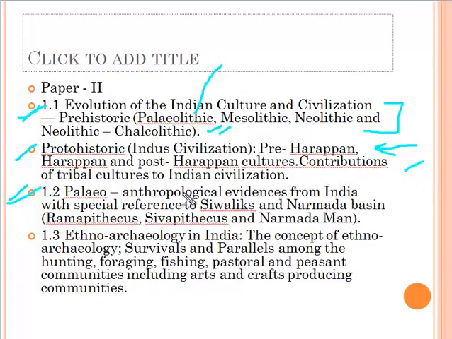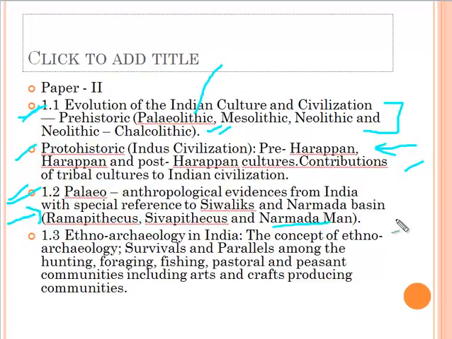Then 1.2, paleoanthropological evidences from India with special reference to Shivalik and Narmada Basin: Ramapithecus, Sivapithecus and Narmada Man. Ramapithecus and Sivapithecus are the ancient apes found in the Shivalik Hills. They have definite properties, a definite skull structure, a cranial capacity, different bones that have been found, a chronological order, a phylogenetic status, and the modern apes to which they are related. So this you will study here.